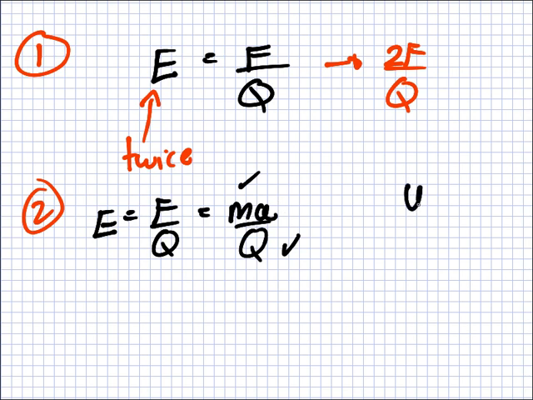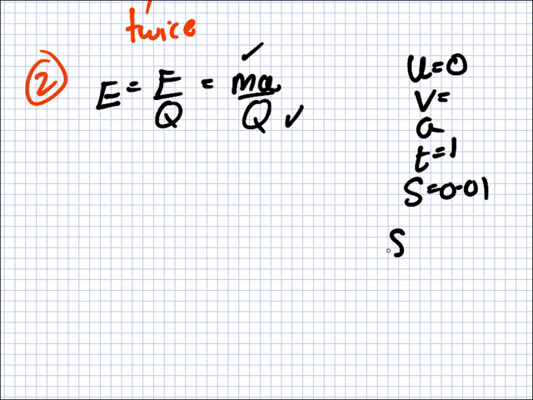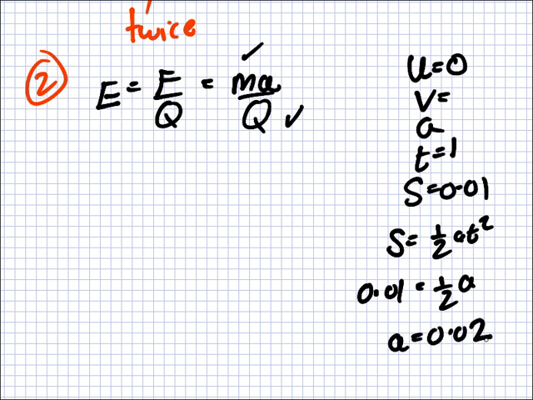What do we know? We have U is 0, V we don't know, A we don't know, T is 1, and S is 0.01. So what formula would give us A here? S equals UT, I think? You could have S equals UT plus a half AT squared. So that's 0.01 equals a half A, and T is 1. So A is just 0.02.